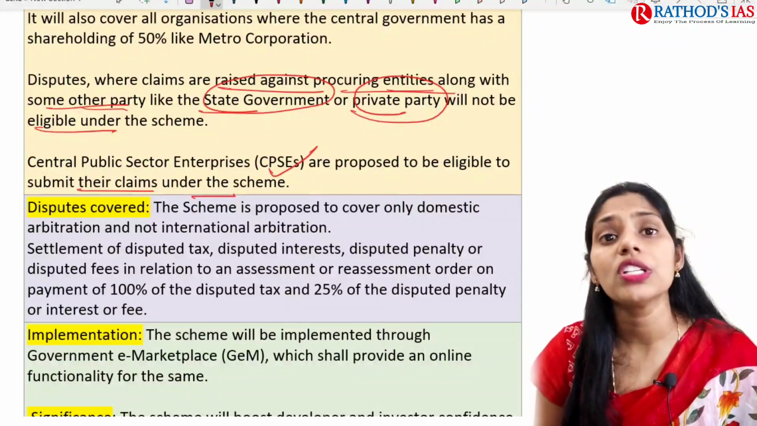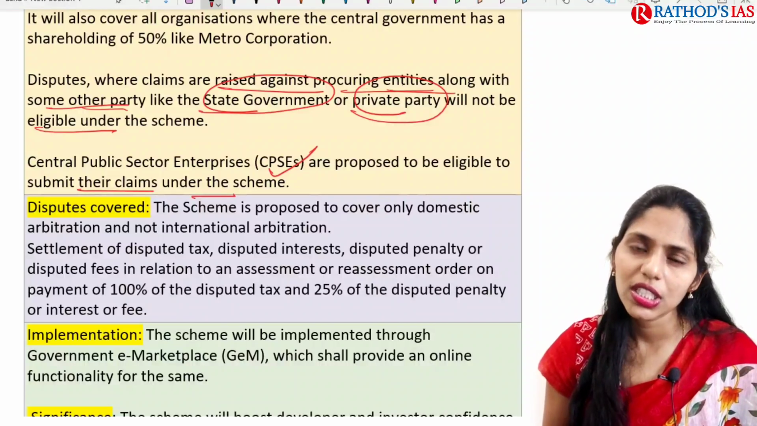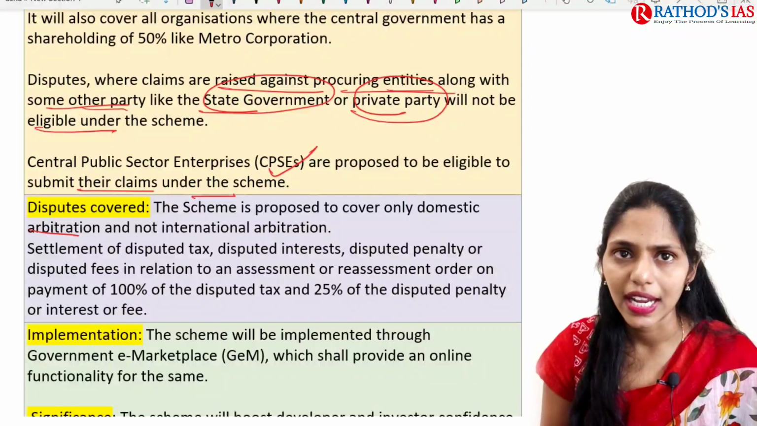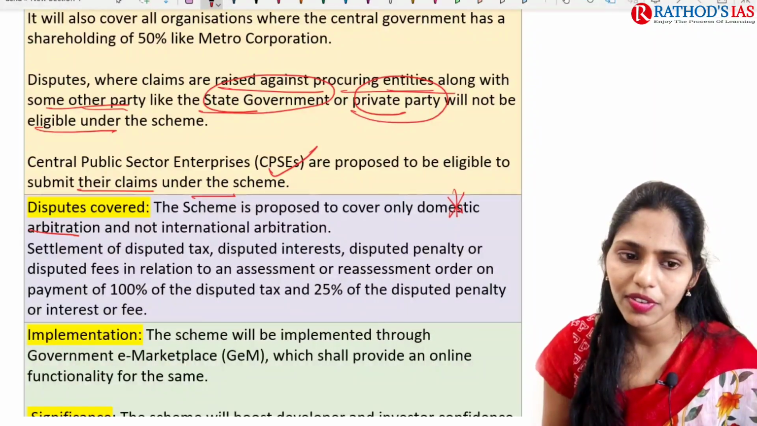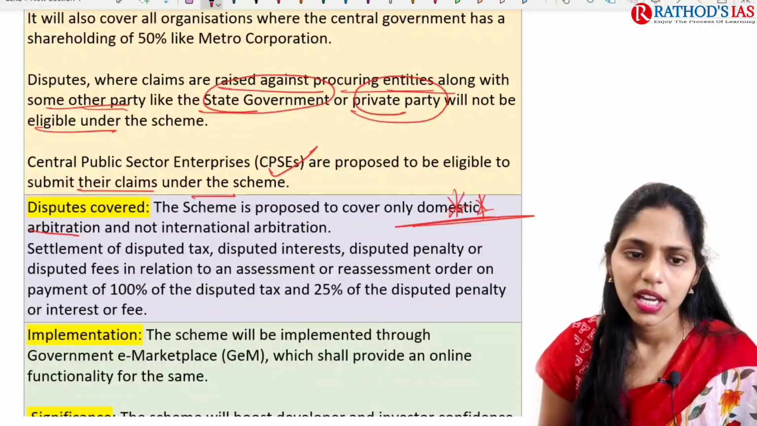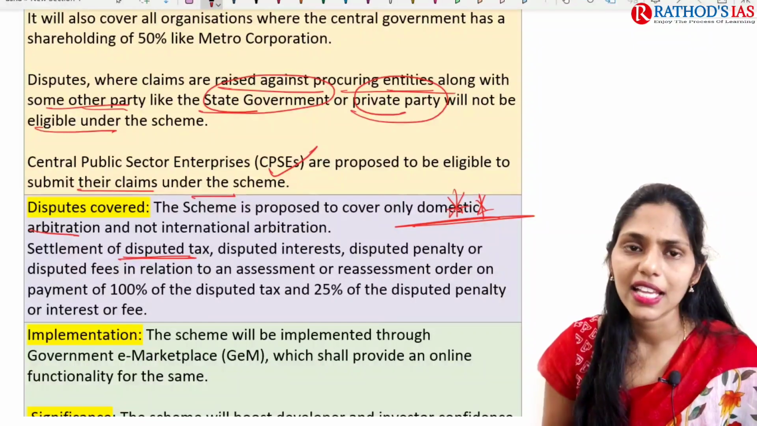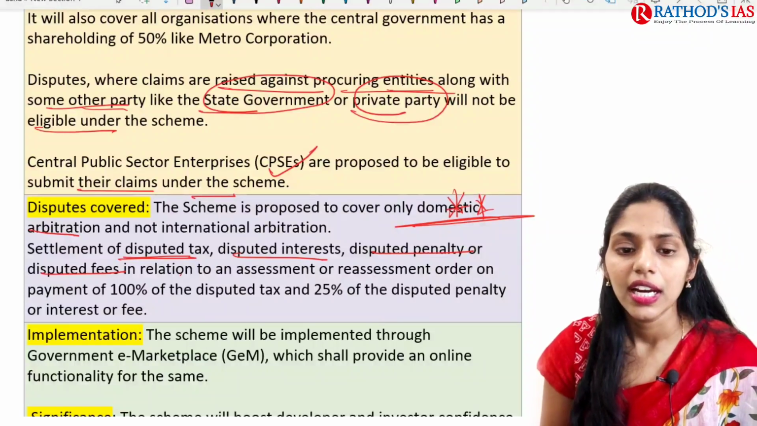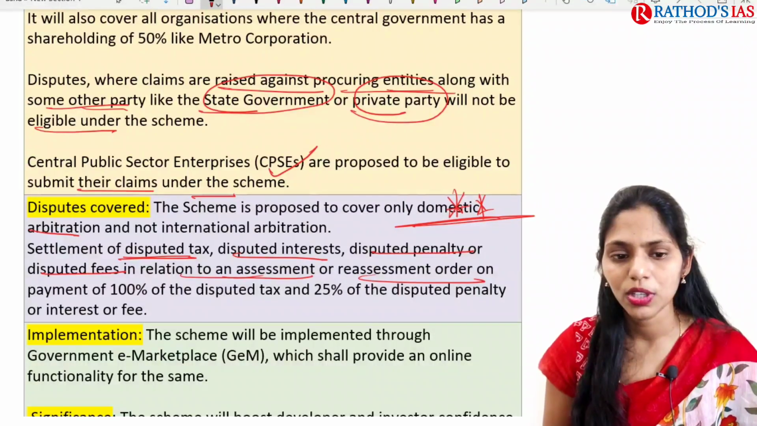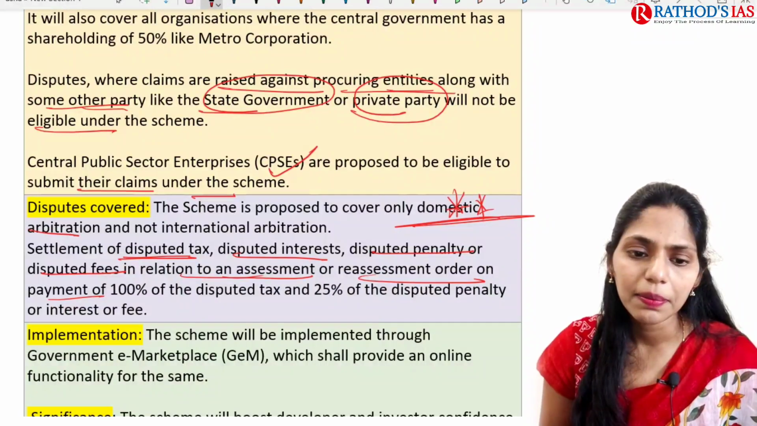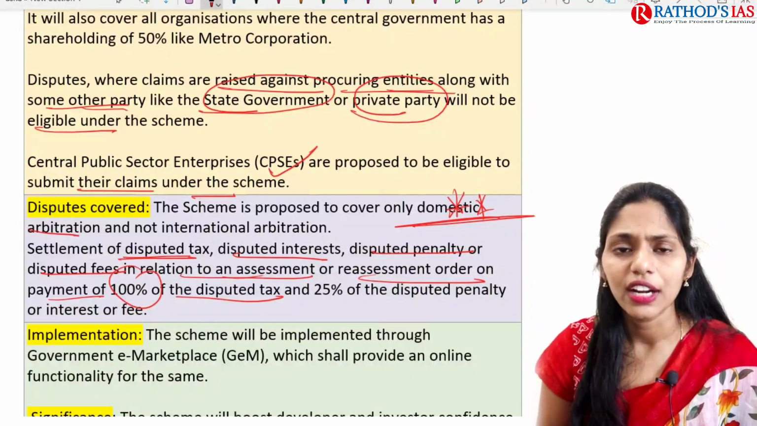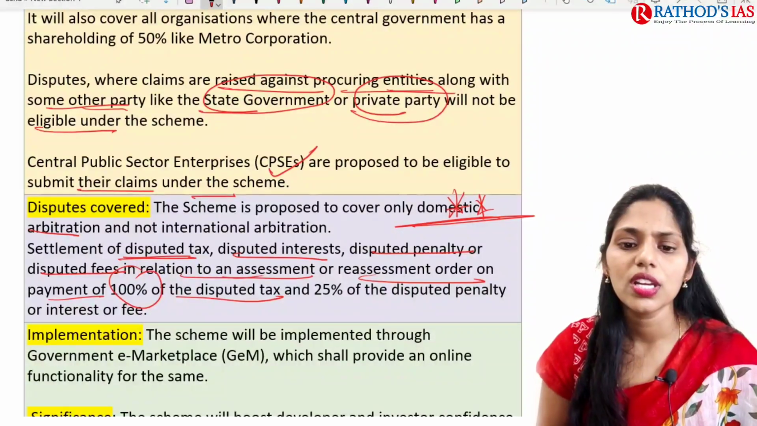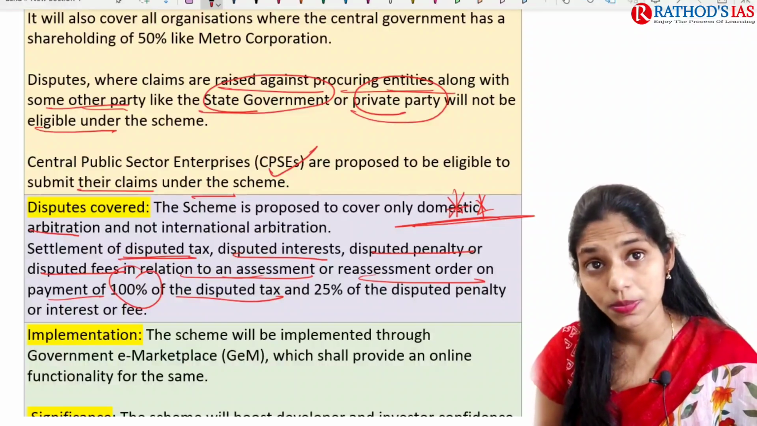If we are talking about which disputes are covered, this scheme covers only domestic arbitration but not international arbitration. This is a very important prelims fact. So it will cover only domestic. It also covers settlement of disputed tax, disputed interest, disputed penalty or disputed fees in relation to an assessment or reassessment order, on payment of 100% of disputed tax and 25% of disputed penalty or interest. Okay, so this is what the disputes covered under it are.